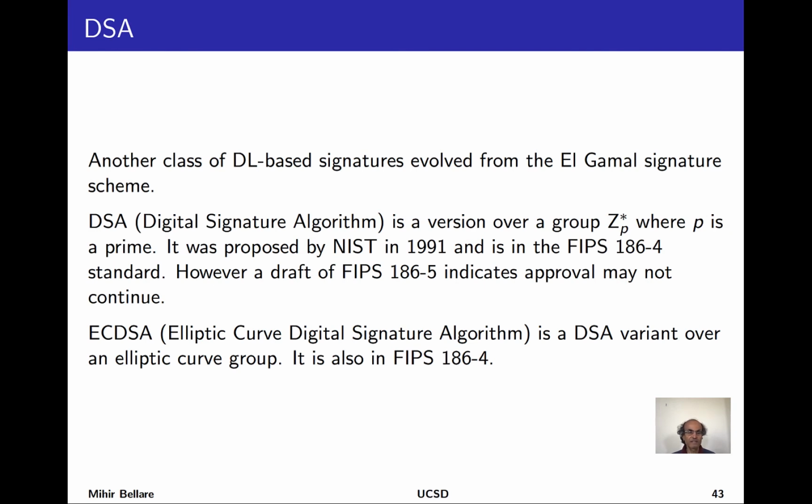There are other ways to build signatures in the discrete log domain, and one line evolved from the ElGamal signature scheme. Right now, the most common embodiments are the digital signature algorithm, which is a government standard, and this is over the group of integers mod a prime. For security, the prime has to be fairly large. However, it is standardized in FIPS, but it's not clear to what extent that's going to continue. There's also an elliptic curve version of that, which is also standardized.